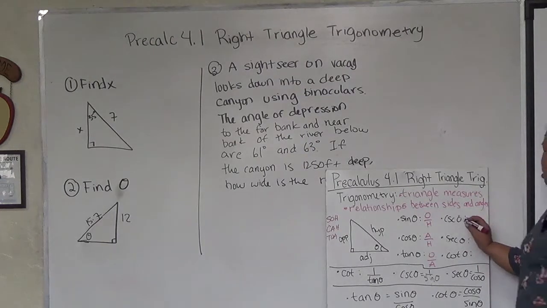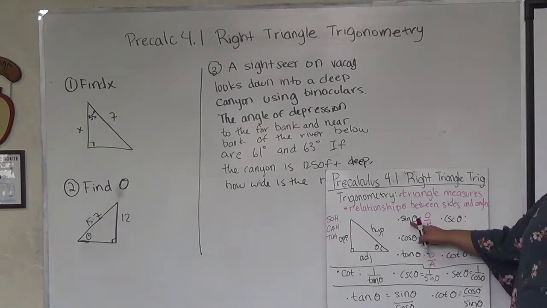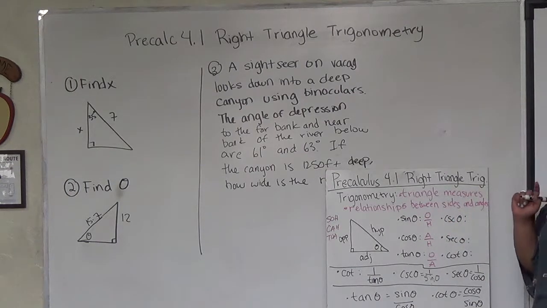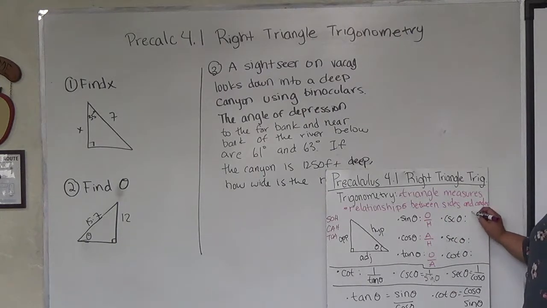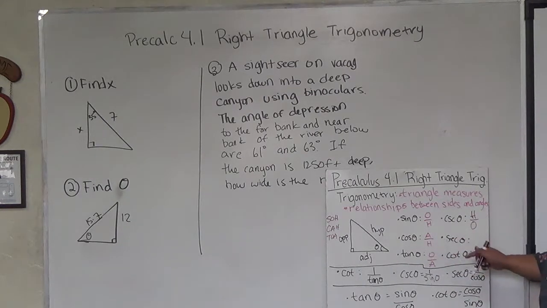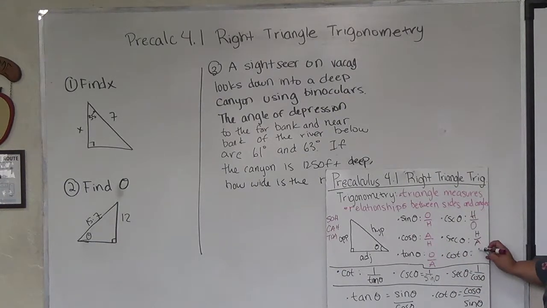Now, the new ones that some of you may or may not have seen are cosecant, secant, and cotangent. They are the inverses of these ones. The inverse of sine is cosecant. So if sine is opposite over hypotenuse, the inverse, cosecant, would be hypotenuse over opposite. Cosine theta is adjacent over hypotenuse, so secant is hypotenuse over adjacent. And tangent is opposite over adjacent, so cotangent would be adjacent over opposite.